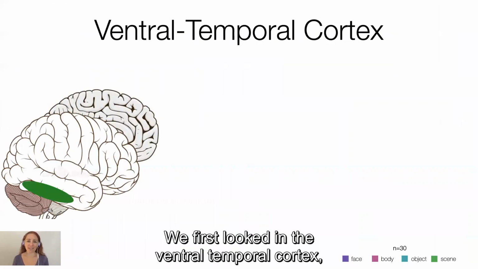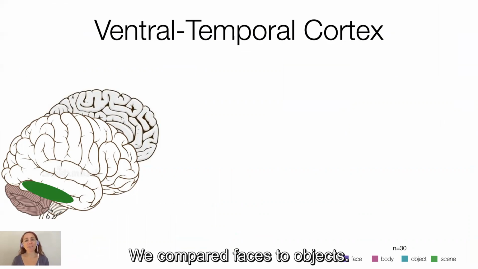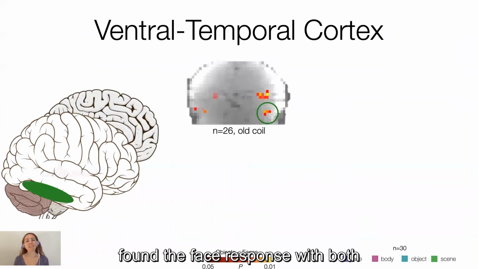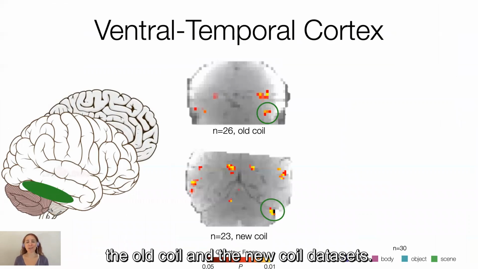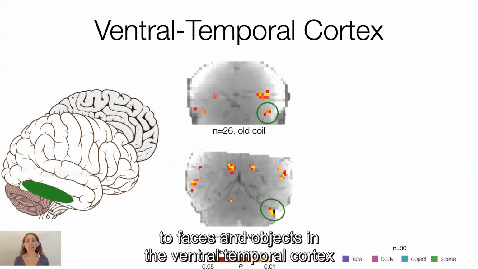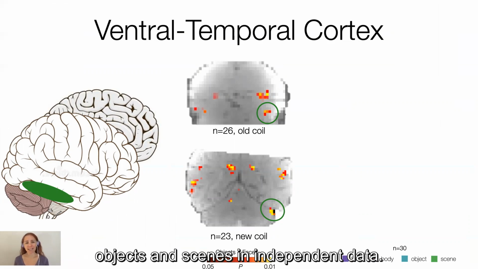We first looked in the ventral-temporal cortex, a region that is famously known for the fusiform face area. We compared faces to objects, and in a group random effects analysis, found the face response with both the old coil and the new coil datasets. Then, we selected voxels that had a greater response to faces than objects in the ventral-temporal cortex, and assessed the response to faces, bodies, objects, and scenes in independent data.